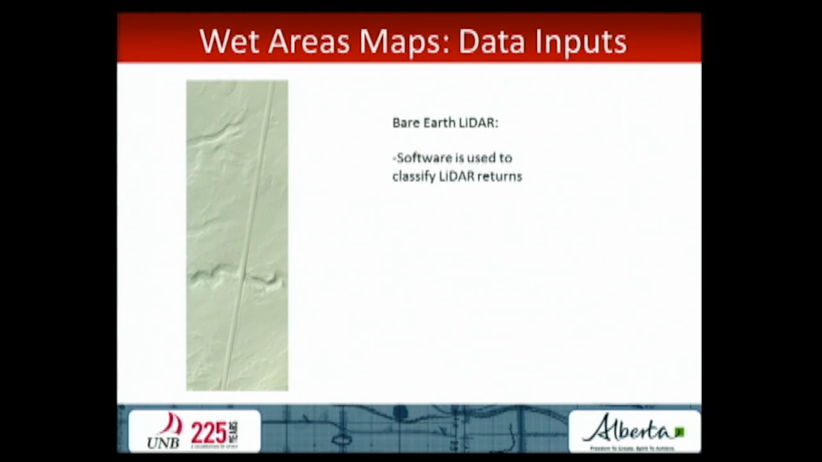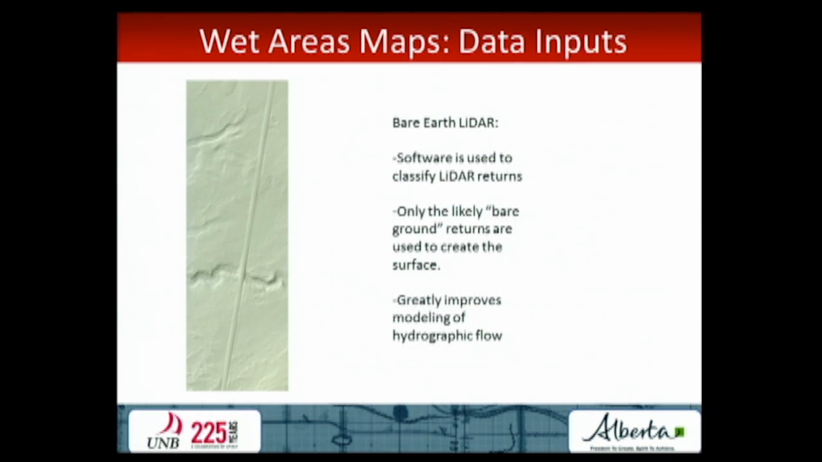To do this, software is used to classify the LiDAR returns, and only the likely bare ground returns are used to create this surface. This is hugely important for the overland flow routing in modeling that we do, which is one of the main steps within the wet areas mapping project. But there is one more step.